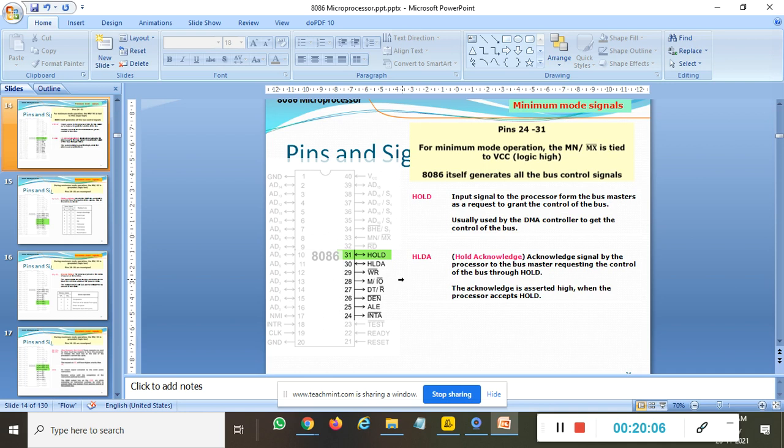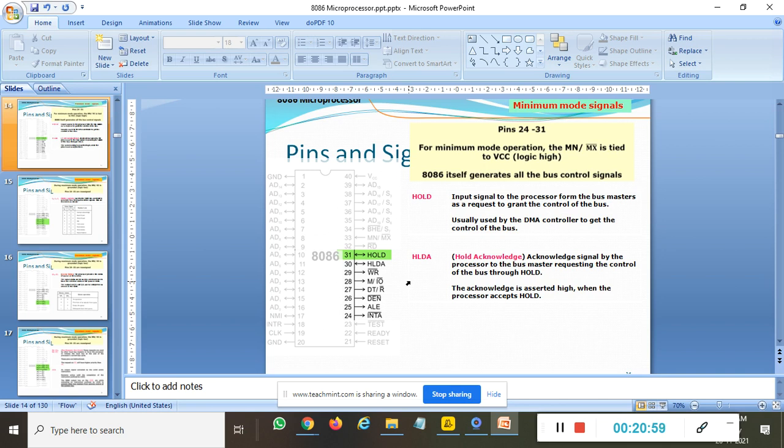So what is the function of the HOLD signal in 8086? It is an input signal to the processor from the bus master, requesting to grant the control of the bus. It is called the DMA pin, or direct memory access pin, and it is usually used by the DMA controller to get control of the buses of the microprocessor.